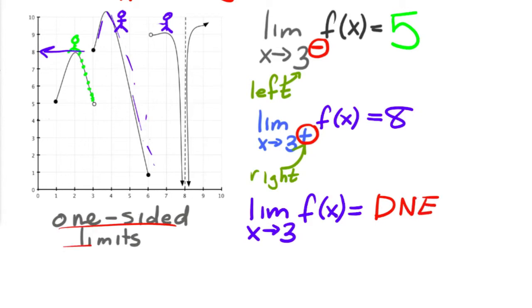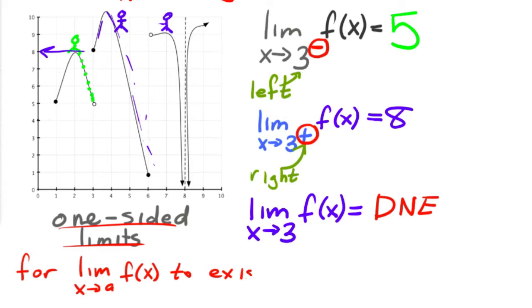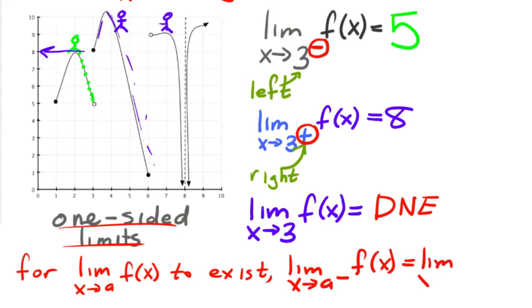So this gives us an important theorem that for the limit as x approaches a to exist, what we just said has to be true. In other words, the limit as x approaches a from the left has to equal the limit as x approaches a from the right.